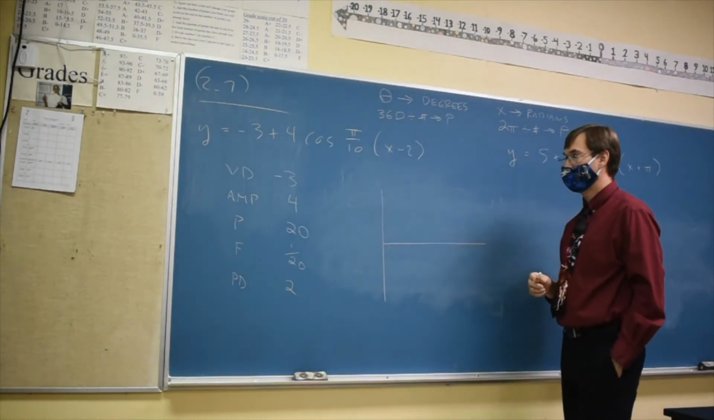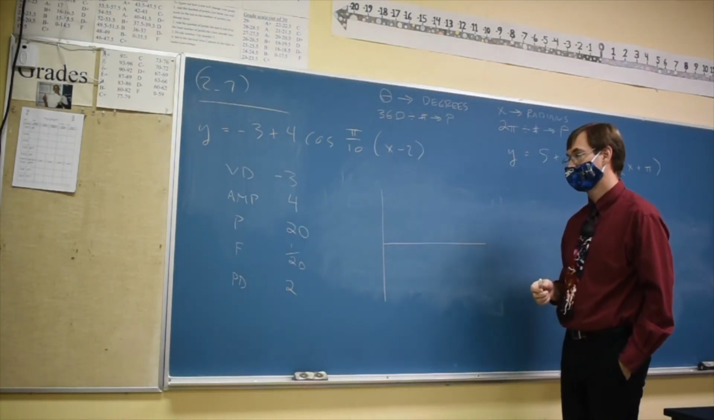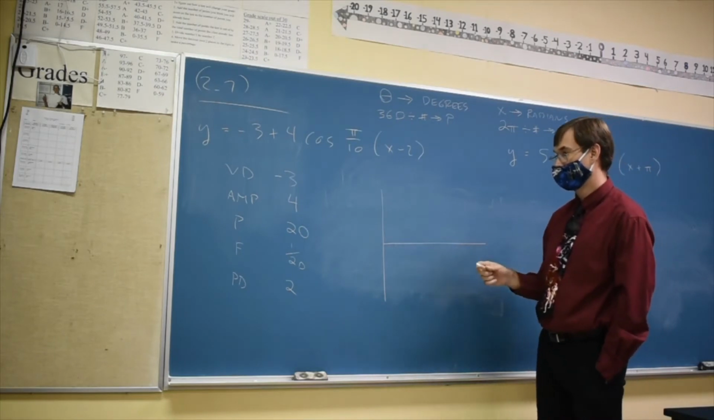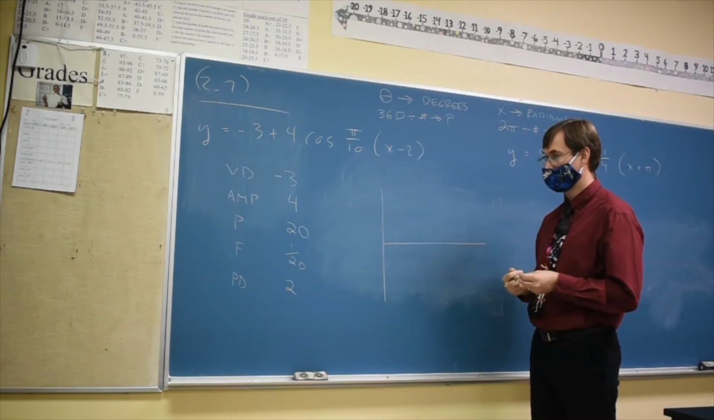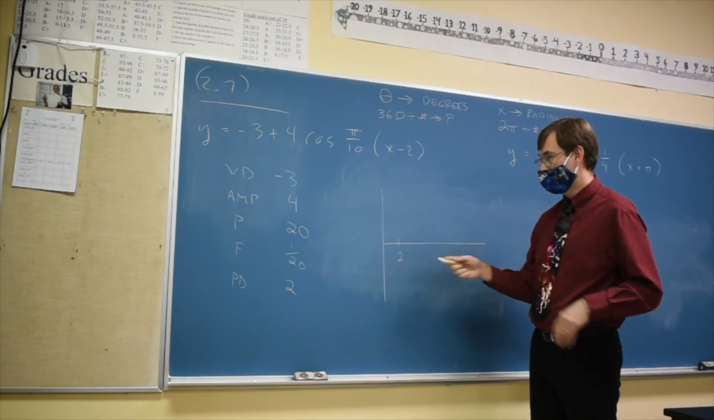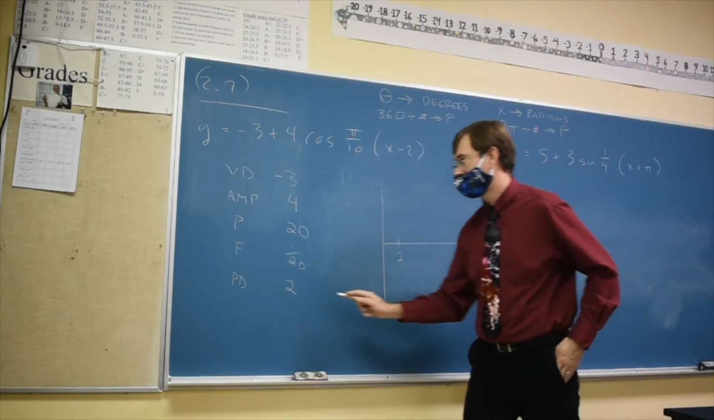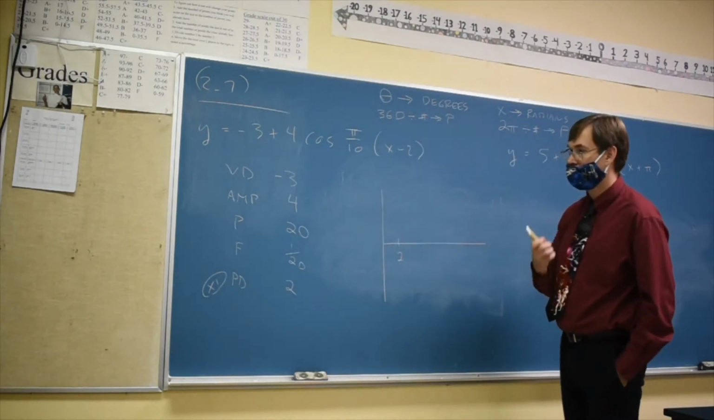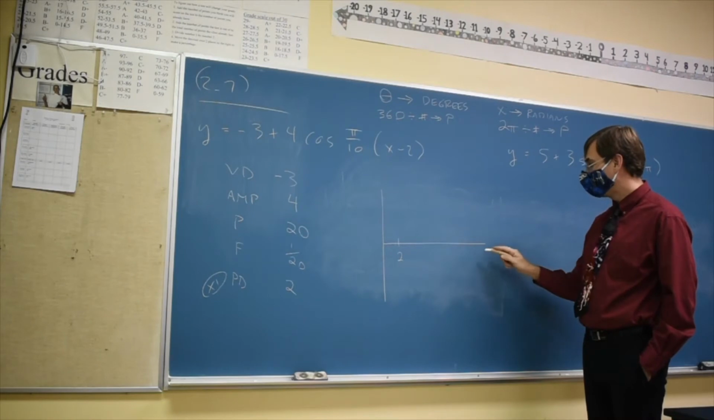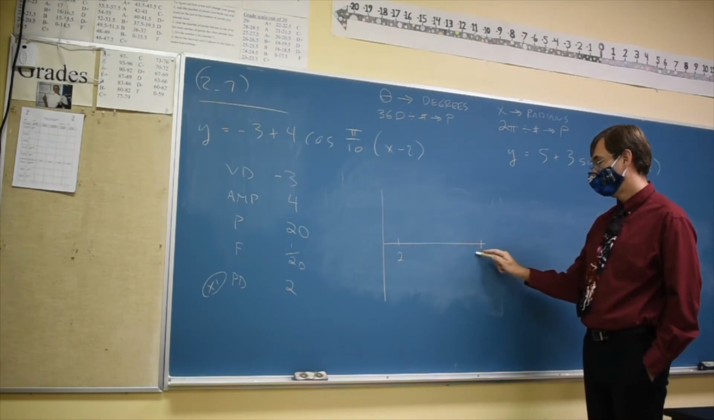X-axis, which number would we want first on the x-axis? 2. Agree with the 2. It's always on the x-axis that the phase displacement goes first. Then the finish line, 22.